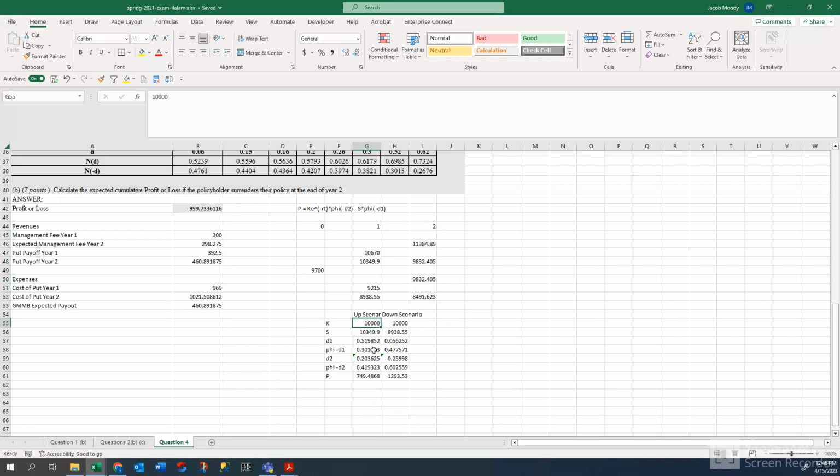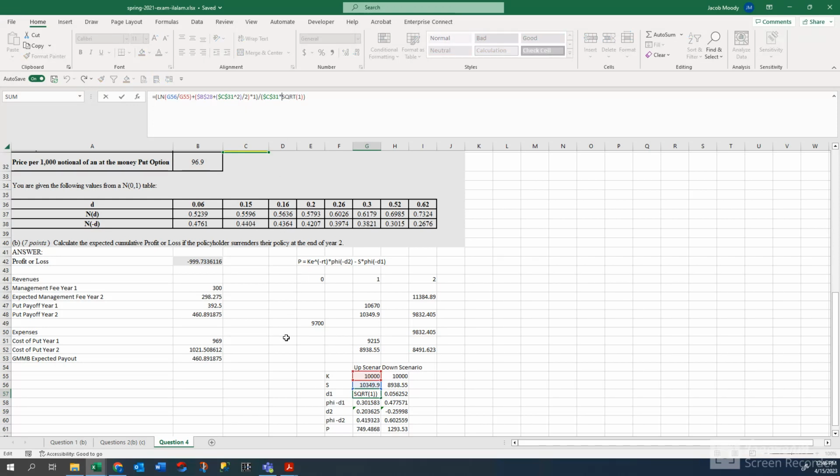So our K is $10,000 because we just need to return the premium. If this accumulated at 3%, our strike price would be different, but this is just a flat amount, so $10,000. For the up scenario, the price of our stock is after the management fee, which is right here, and that's the same for the down scenario too. And then I calculated D1.